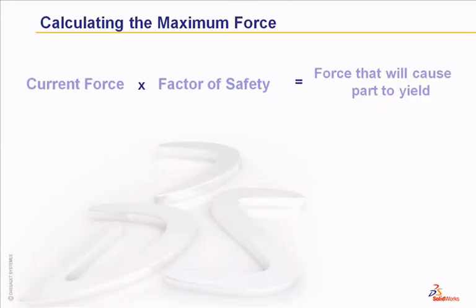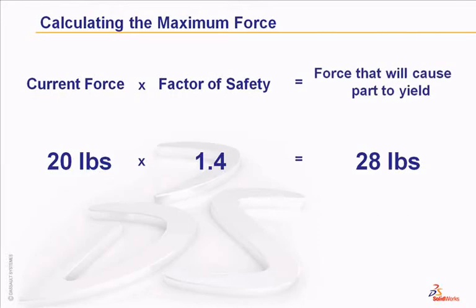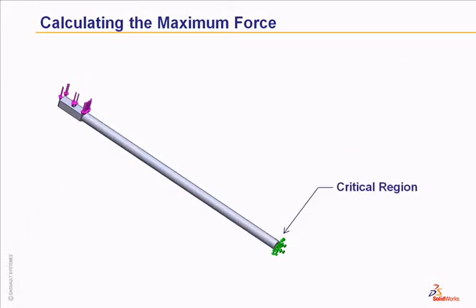The material at a location will start to yield if you apply new loads equal to the current loads multiplied by the resulting factor of safety. In this case, to determine the force which will cause the part to yield, multiply the current force, 20 pounds, by the minimum factor of safety, 1.4. This equals 28 pounds. So if approximately 28 pounds of force is applied to this part, the minimum factor of safety will equal 1. Meaning the part is about to yield at the critical region.